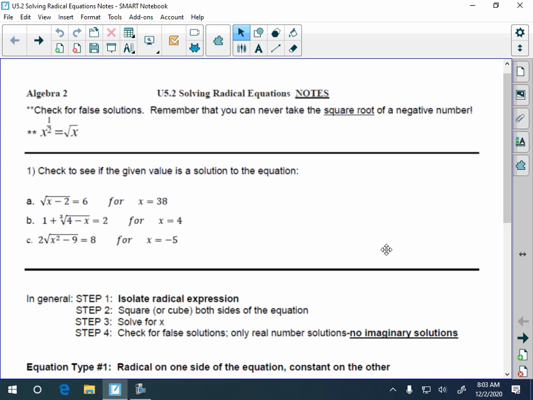All right, so if we end up with an answer where we get the square root of a negative number, then we would say there's no real solution. Now with cube roots, you can take cube roots of negative numbers. That's okay.